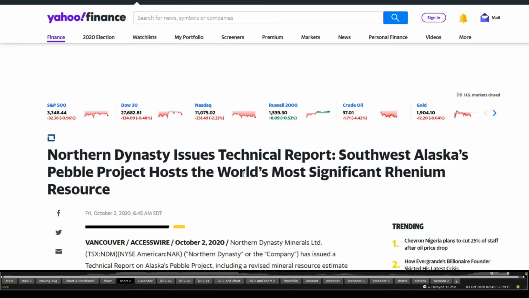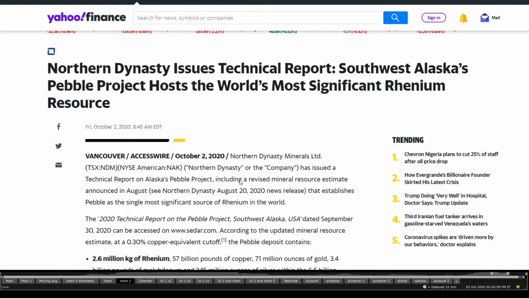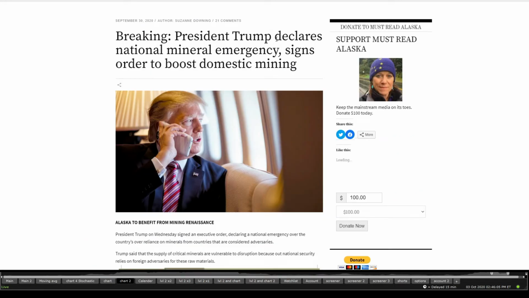Now another thing here is they issued a technical report, and that was on October 2nd, so yesterday, and it basically said that they have the world's most significant uranium resources. And another thing is that Donald Trump has declared a national mineral emergency in order to boost domestic mining, and that includes an effect on the Pebble mine.